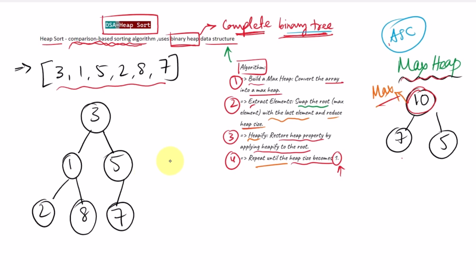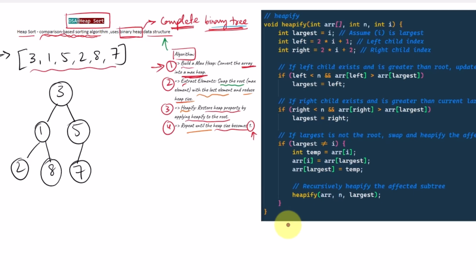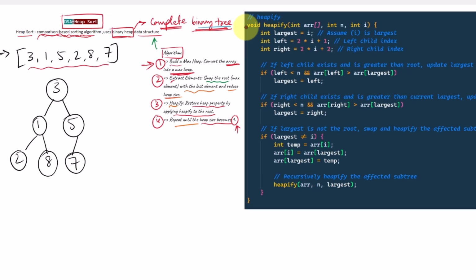Now to sort this into ascending order, we have to create one max heap. So the first step is to build one max heap. We have to convert the array into one max heap, where the parent node will have larger value than both of its children. Currently you can see it is not a max heap, so we have to convert this into one max heap. For that we're gonna use this Heapify function.